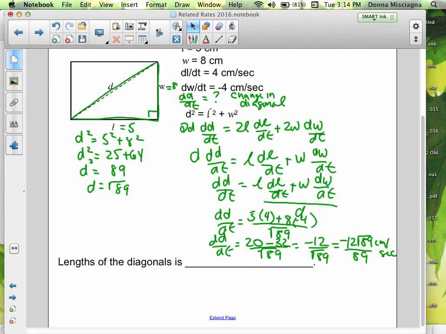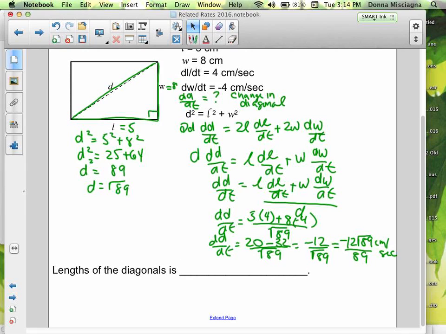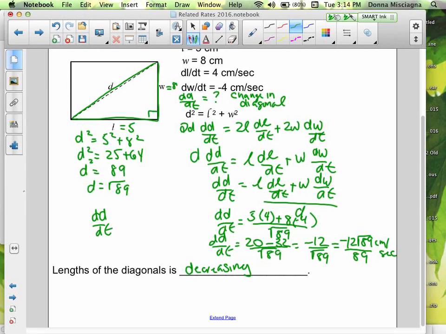So now the length of our diagonal is decreasing because dD/dt is negative. So the diagonal is decreasing as the width is decreasing. And there's how to solve all three of those changing rectangle problems. I hope that all made sense to you. And really all we did was use a couple of formulas related to a right triangle and a rectangle.